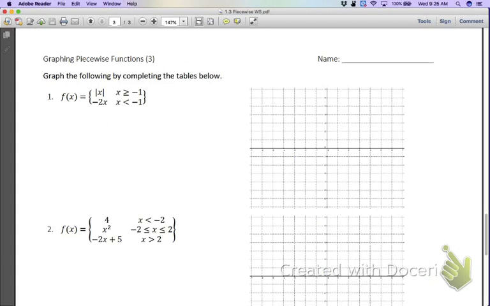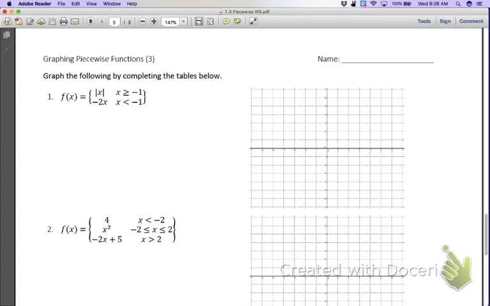So the biggest thing I noticed as far as first hour was that whenever they didn't give you the table and they had to do it on their own, the biggest mistake that I saw was that they created the table, which was fine and which was really good, which is what we wanted to happen, but they didn't use the same value twice.